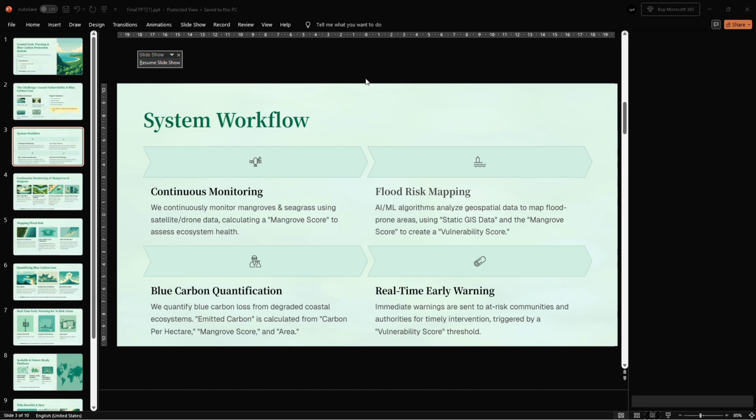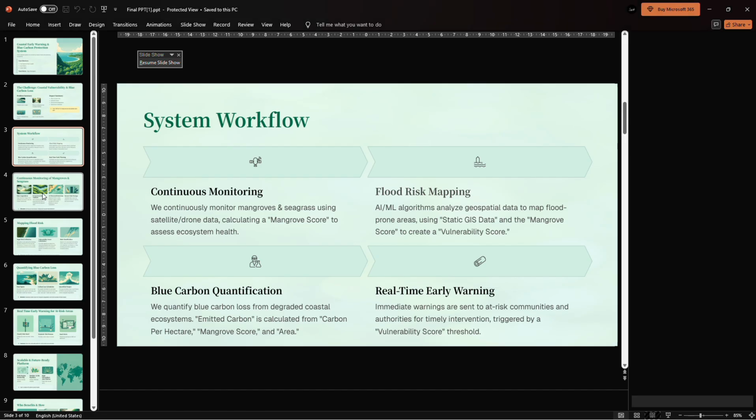The third thing is blue carbon quantification. We quantify blue carbon loss from degraded coastal ecosystems. Emitted carbon is calculated from carbon per hectare, which is the value provided by the forest department in a real-world scenario. The fourth point is real-time early warnings. Basically, the main thing, the base of our web application, is that we provide early information to the real users who are living nearby their areas and other things.